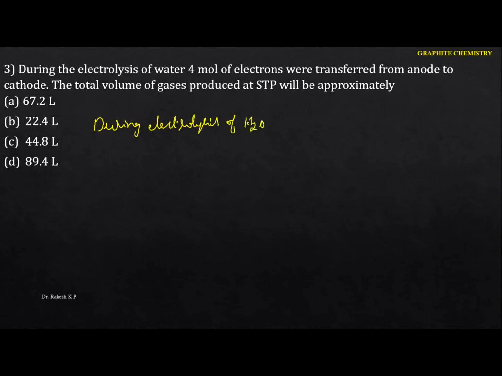just identify this one here. We can identify there is a liberation of hydrogen gas as well as oxygen gas. The hydrogen gas is liberated at the cathode, and oxygen gas is liberated at the anode. During the electrolysis of water, it liberates exactly half mole of hydrogen. 1 mole of any gas occupies 22.4 liters at STP. If it is half mole, you are going to get 11.2 liters of hydrogen gas.